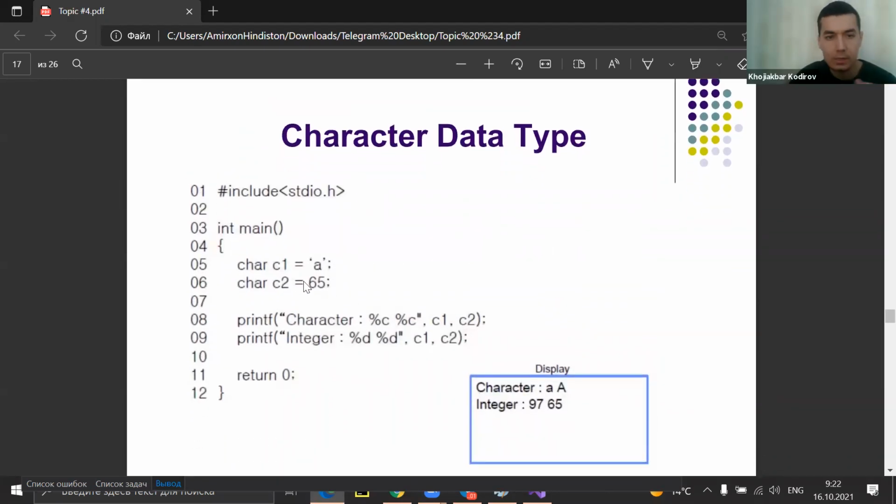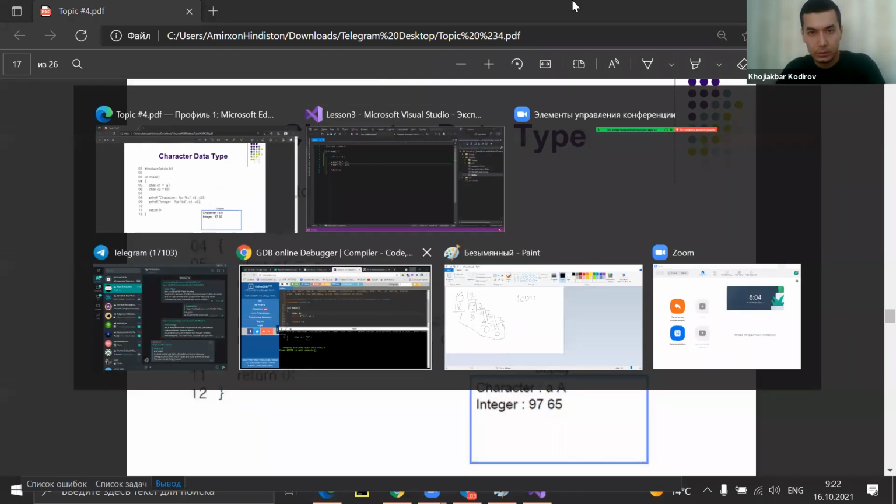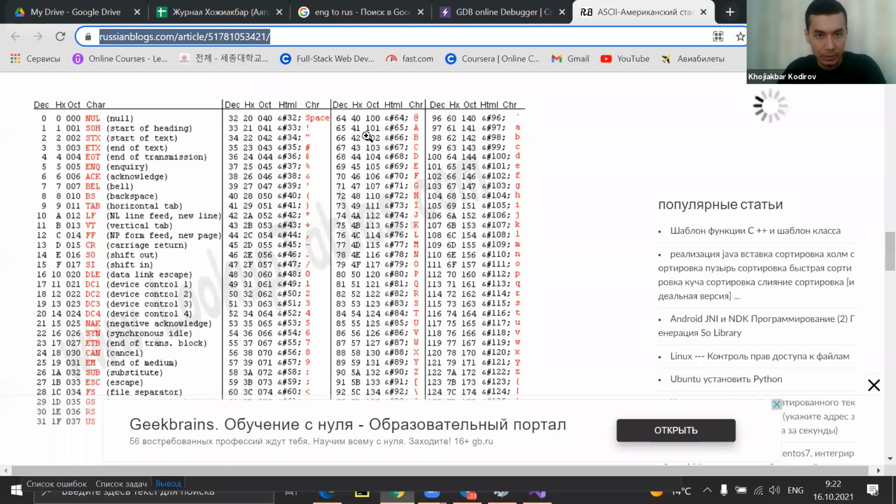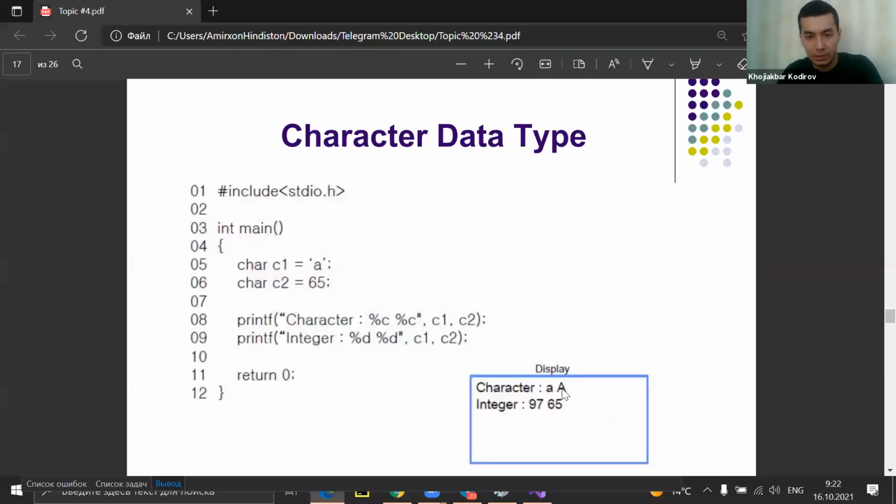Yes, here you see, guys. I have character C1 that's represented as character A, and then C2 is also a character, but it is represented as a decimal. Then I'm printing C1 and C2. I will get the result as a character because 65 in the ASCII table is going to be what? Capital letter A. So I'm getting capital letter A here.